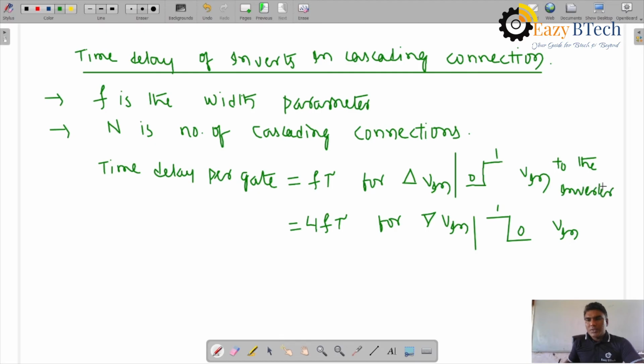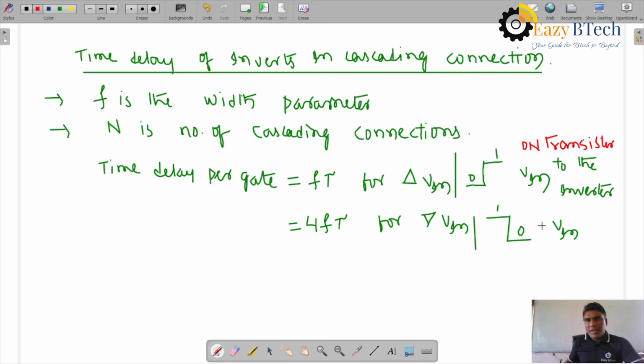So last class we discussed the NMOS inverter cascading connection. When 0 to 1 is given, it is an on transistor; otherwise it is an off transistor. So 0 to 1 is the on transistor, with on-transistor resistance 1 tau, and 4 tau is the off transistor.